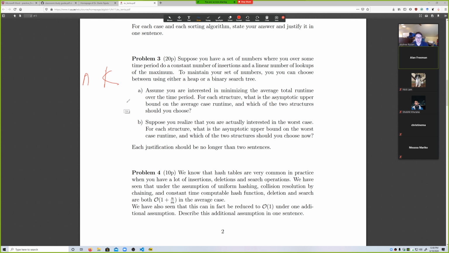So for a binary search tree, what is the total runtime of this? Well, how many insertions do we need to do? We need to do n insertions, and each insertion takes log n time, where n is the number of items in it. And then we need to do k lookups of the maximum. How long does it take to look up the biggest item in a binary search tree?